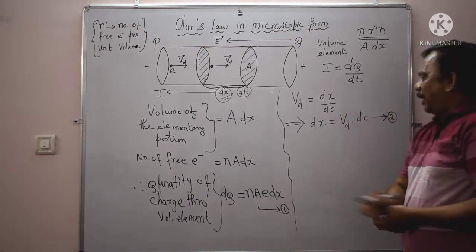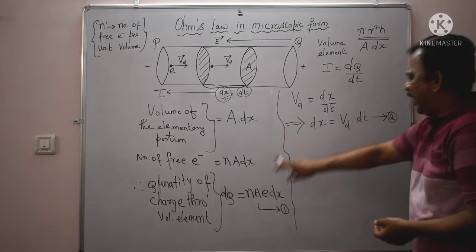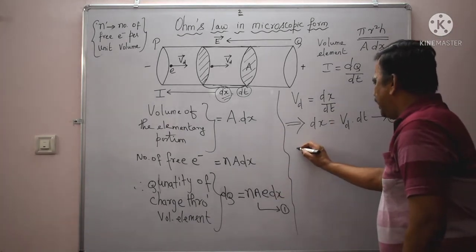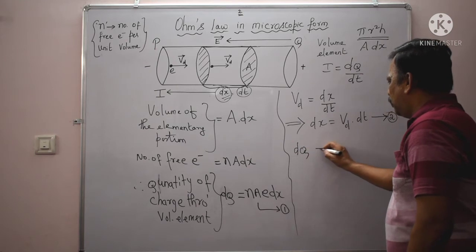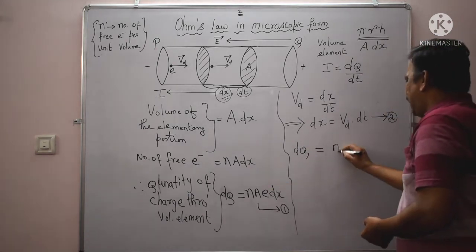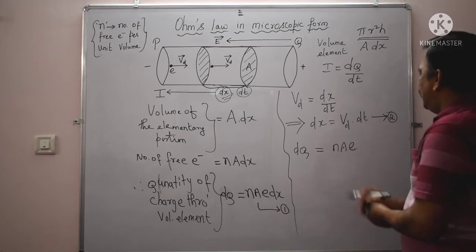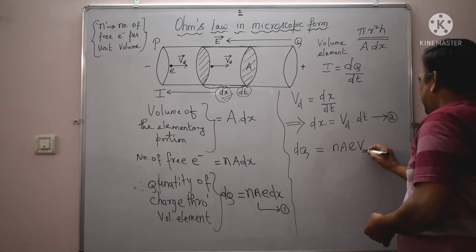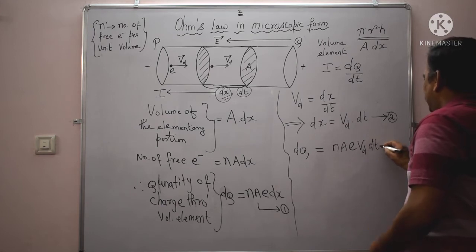So what I'm going to do is substitute 2 in 1. Okay, so therefore I get the quantity of charge dq flowing through the conductor is given by n A e into, instead of dx, let me put v sub d into dt. So number 3.